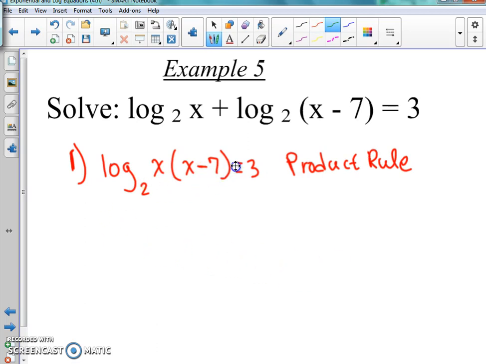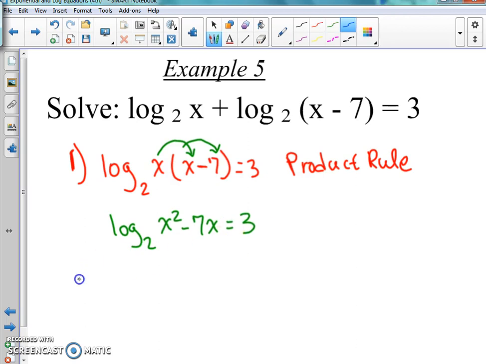Now, before we actually start doing the swoosh and all that good stuff, here's what I would do to make this even simpler, to make this better. I would go ahead and distribute this x to both terms here. So I would get x squared minus 7x, log base 2, equals 3. I would do that first, and now I would go to the swoosh, because it'd be less writing to do, and to me, it looks better to do it this way.